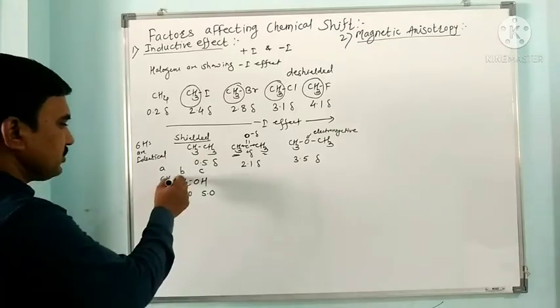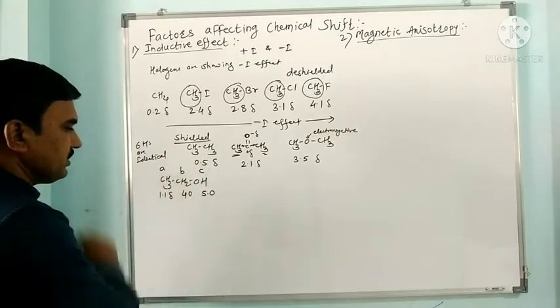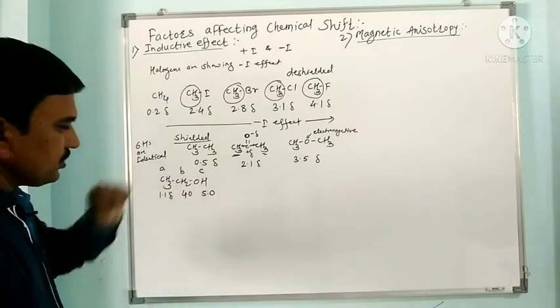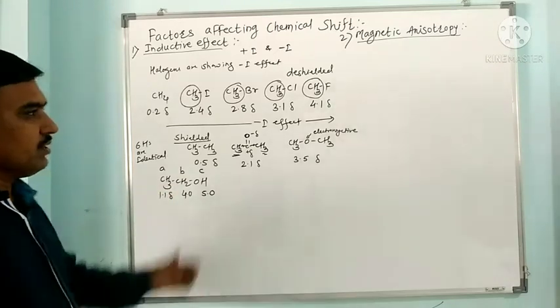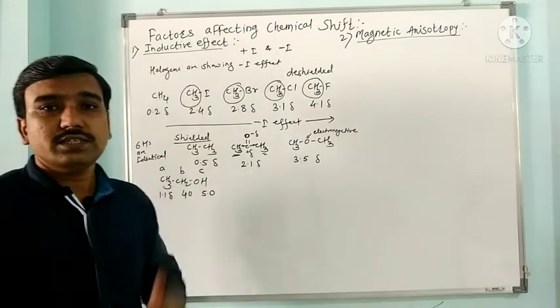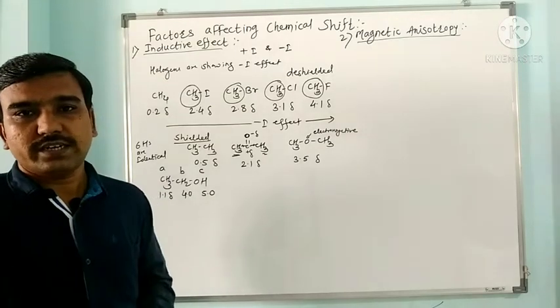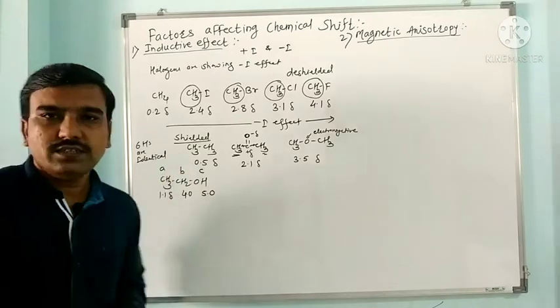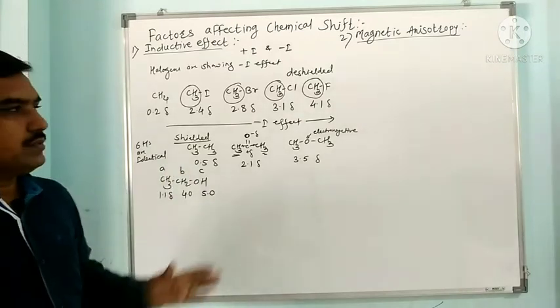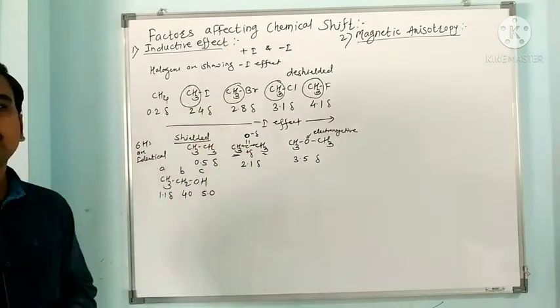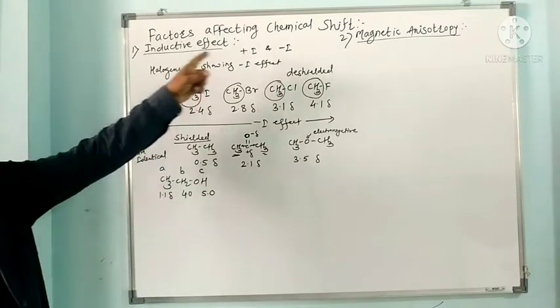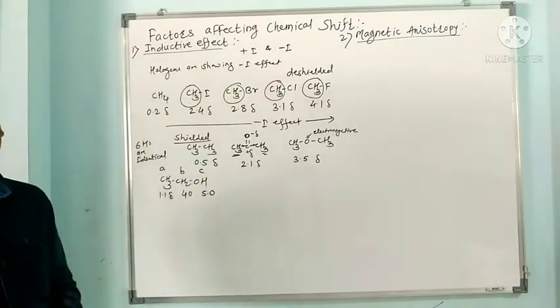But here this CH2 is having 4.0 because it is attached to the electronegative element oxygen. So in this case we have seen the de-shielding of protons because of the minus I effect. Electron attracting effect de-shields the protons. So this is the inductive effect which affects the chemical shift of the protons.